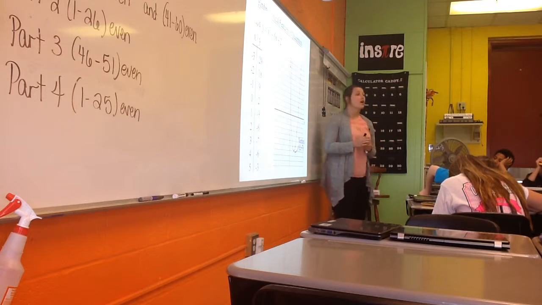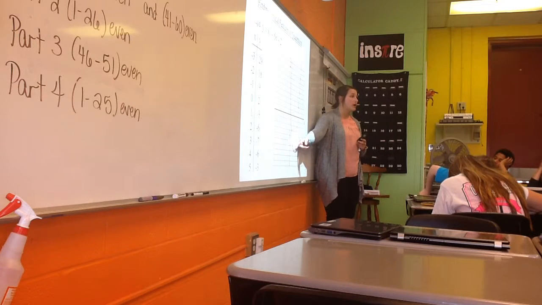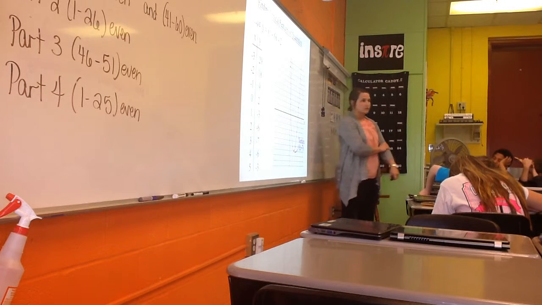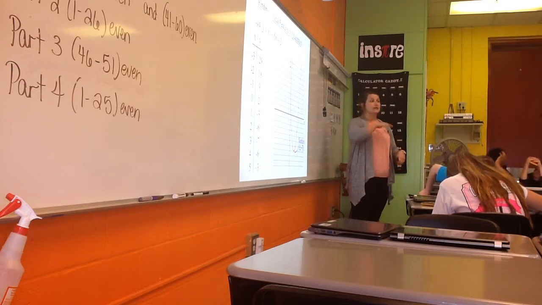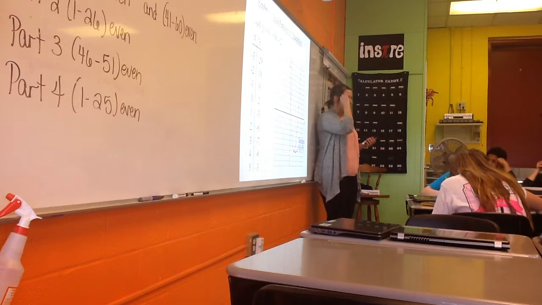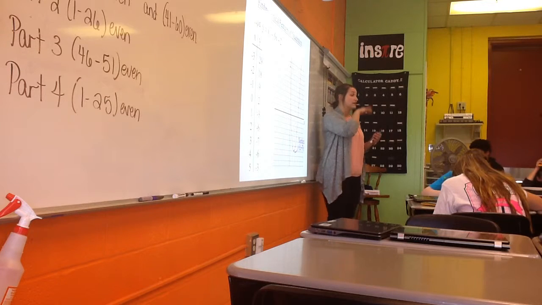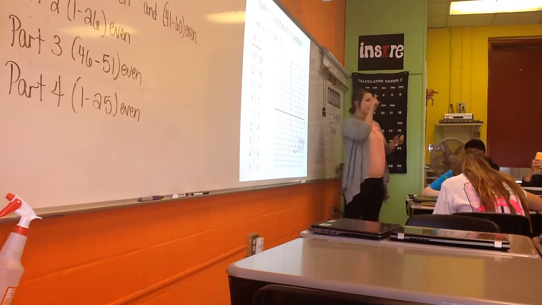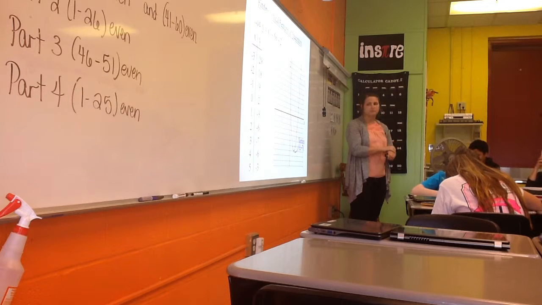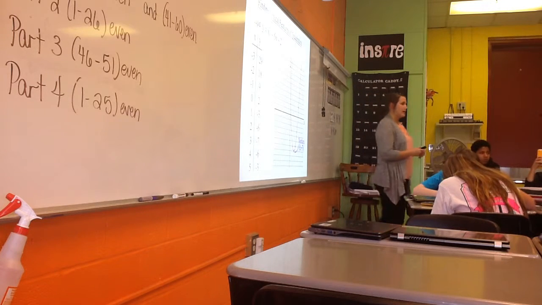My vertex on this one is a positive, so my vertex is going to be the lowest point of the parabola. And then it could also be the highest point, okay? If it goes down, then it's going to be the highest point of the graph, where it bends. Okay, questions?